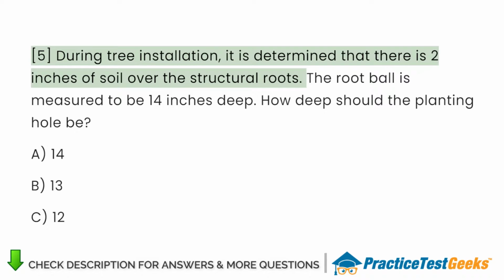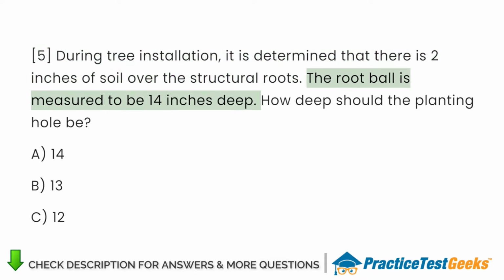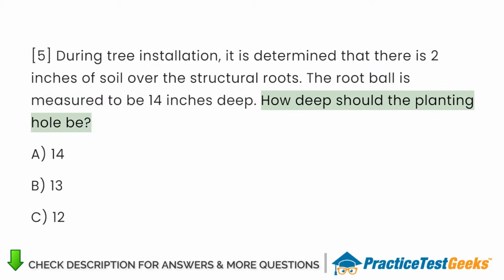During tree installation, it is determined that there is 2 inches of soil over the structural roots. The root ball is measured to be 14 inches deep. How deep should the planting hole be? A. 14. B. 13. C. 12.